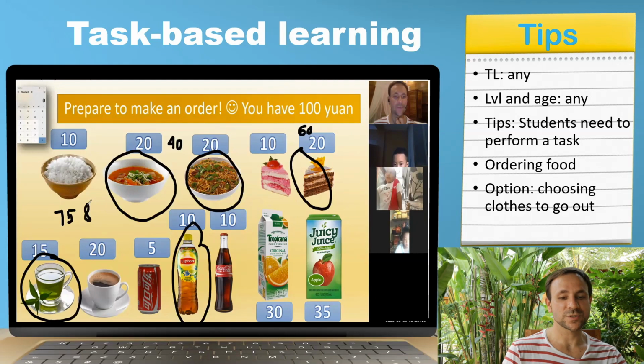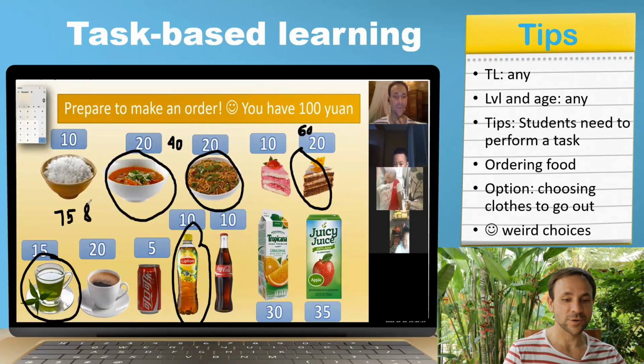Another option is choosing clothes to go out. So you could give a variety of clothes, summer clothes, winter clothes, shoes, and then talk about the weather or the season. So the students will need to think about the type of clothes they would like to wear on that day. How to make it more fun? Weird choices. You can add some weird foods or some really, really old-fashioned clothes, and students may even choose that just for fun.